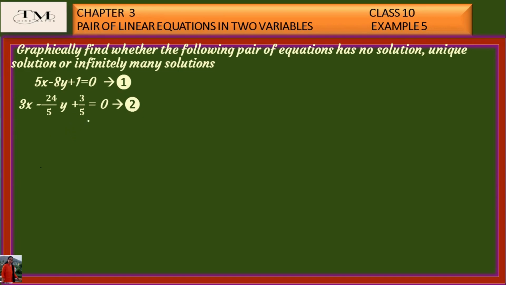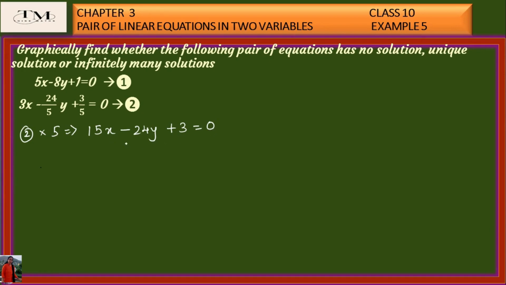So to avoid fractions, I am going to multiply the equation by 5. Here the second equation is multiplied by 5. So if you multiply by 5, you will get 3 into 5 is 15, so 15x minus, when you multiply by 5 in this term, this 5 gets cancelled, so minus 24y plus 3 equal to 0.